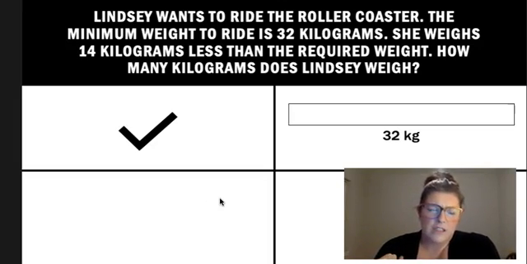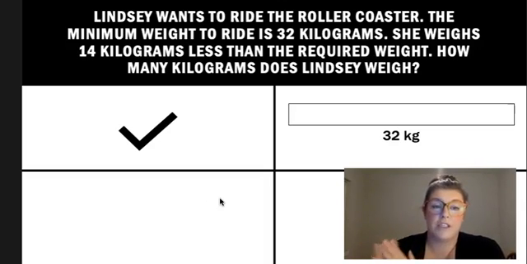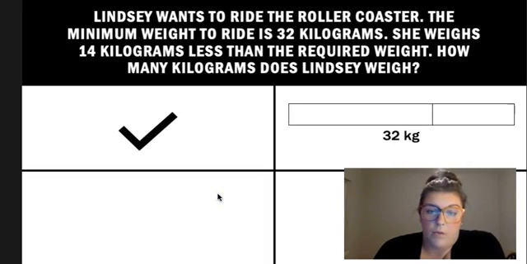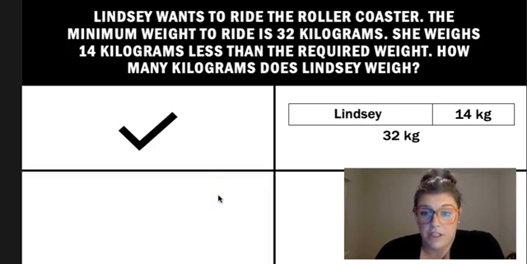And then it also tells us that she weighs 14 kilograms less. Now remember, it's not saying Lindsay weighs 14 kilograms. It's saying Lindsay weighs 14 kilograms less than the minimum, which is 32. So to show that on my tape diagram, I'm going to split this up. And one of these sides is going to be how much Lindsay weighs. The other side is going to be the 14. So if I take what Lindsay weighs plus 14, that should get me to the 32. Or 32 minus the 14 should get me to what Lindsay weighs.